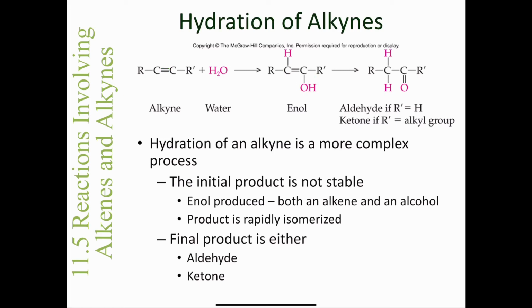But what happens is that enol is not very stable, and it rapidly isomerizes or rearranges into an aldehyde or a ketone. Of course, if this R prime is a hydrogen, it's an aldehyde, and if it's an alkyl or aryl group, I would have a ketone.